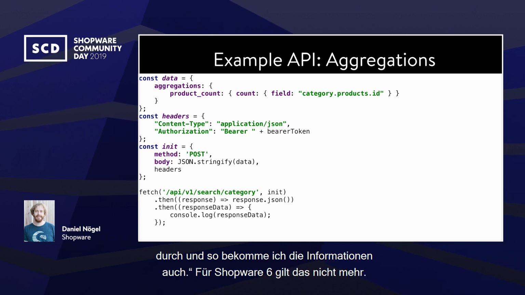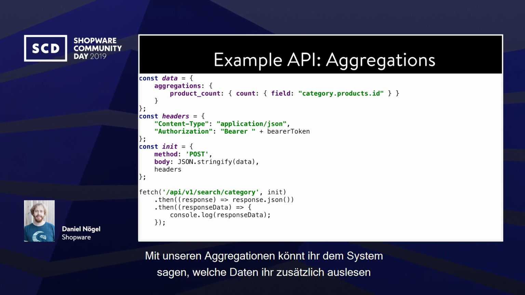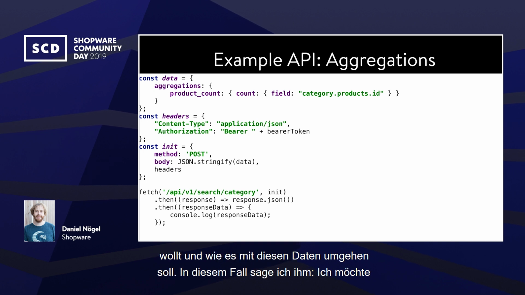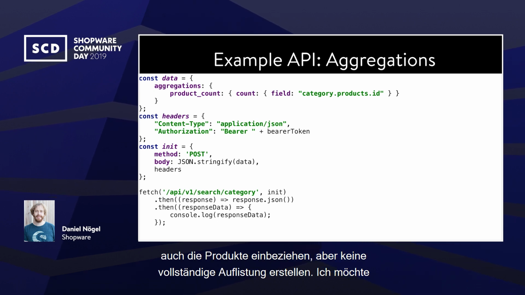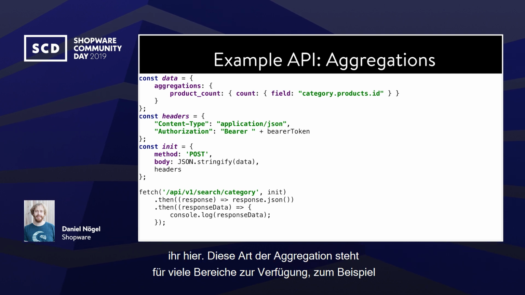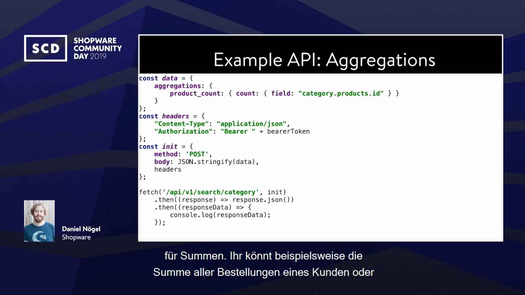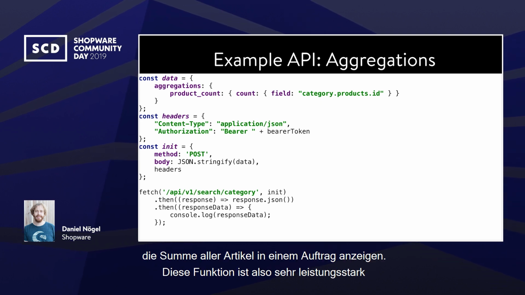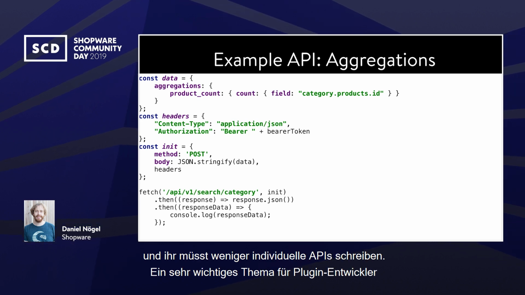The aggregations we have is a way of telling the system which data you want to read additionally and how it should work with this data. In this case, I'm telling it, I also want to have the products, but I don't want to have the full listing. I want to have the sum. And in this case, this is a count aggregation at the top you are seeing here. And we have this kind of aggregations for many other things. We have it, for example, for sums and so on, so you could get the sum of all orders of a customer, perhaps, or the sum of all items in an order, or something like that. So you can see, again, it's very powerful, and there's less need to write custom APIs.